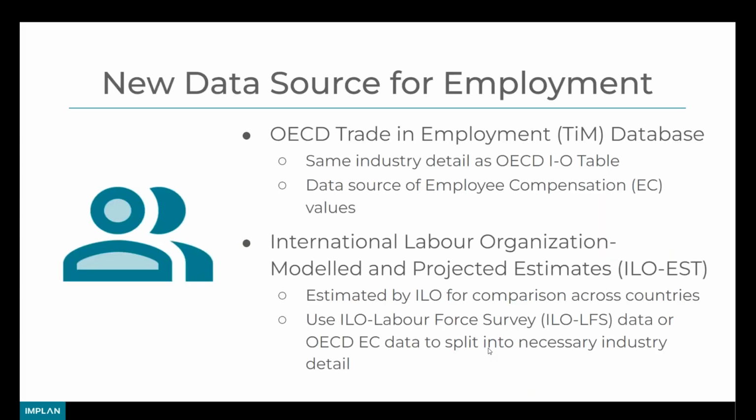A couple other noteworthy changes in the international release for 2020 include a new data source for employment and improved tax data. Most countries' employment data now comes from the OECD Trade and Employment Database. This database contains the same sectoral detail as the OECD IO data, and it's also the data source for IMPLAN's employee compensation values. So this results in more consistent employment by industry estimates. In cases where trade and employment data is unavailable, data come primarily from the International Labor Organization's modeled and projected estimates.